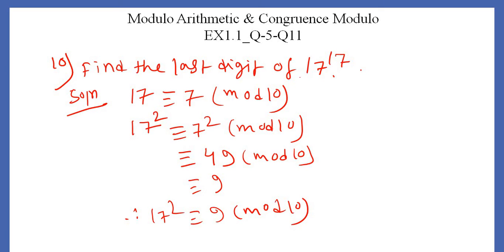Now if you observe the question, here you have to get the power as 17. So we will raise the power toward 17, otherwise it would be very tough to solve. Now what do we do?